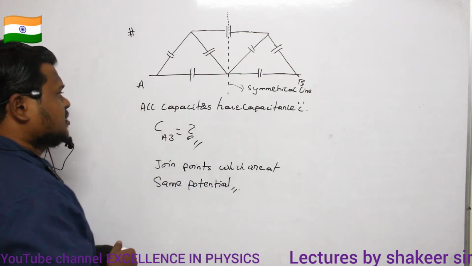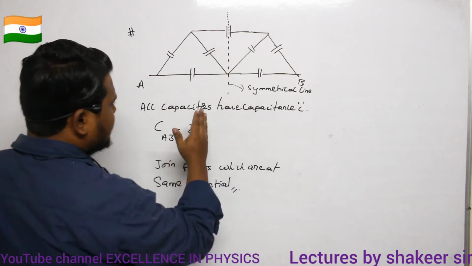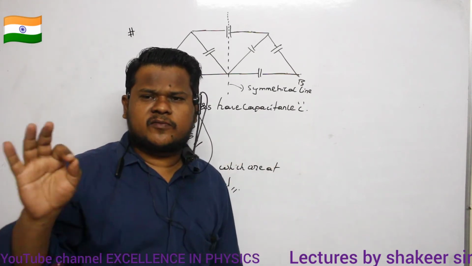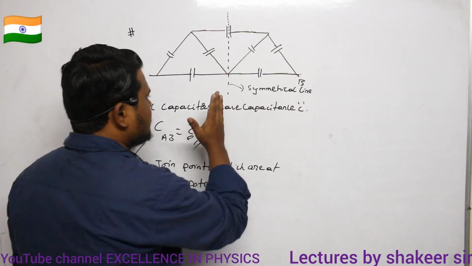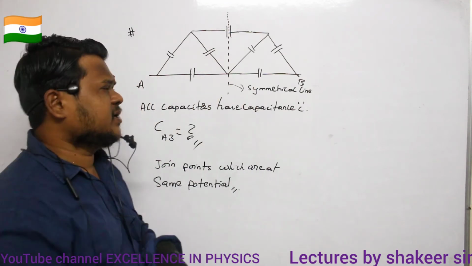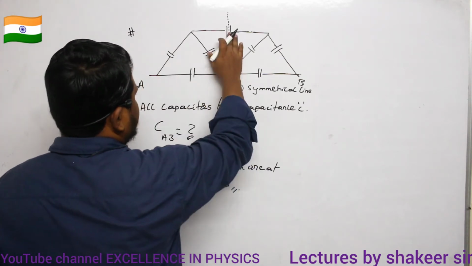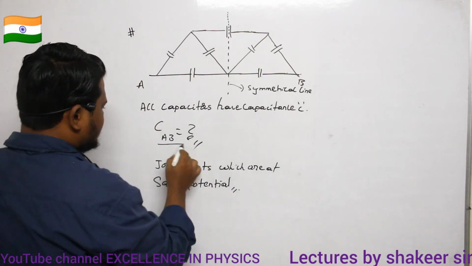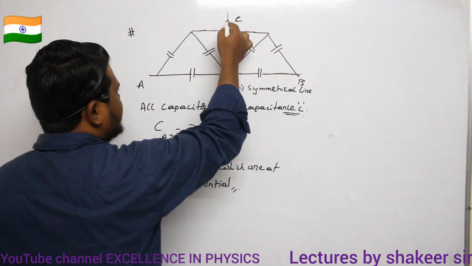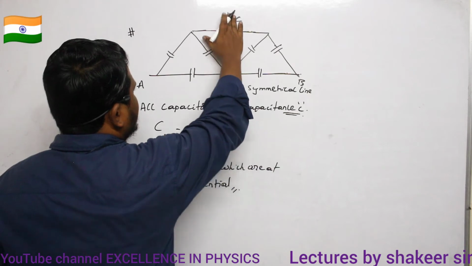Are you able to understand? So therefore, this point and this point are at the same potential, no? Because this is the symmetrical line, and on the symmetrical line every point will be at the same potential. Already we have studied this, no? So about this symmetrical line, on every point the potential will be the same. Clear? So what I can do is divide this capacitor into two parts. This has a capacitance of C, and the symmetrical line is exactly passing through its center. So therefore I can remove this one.